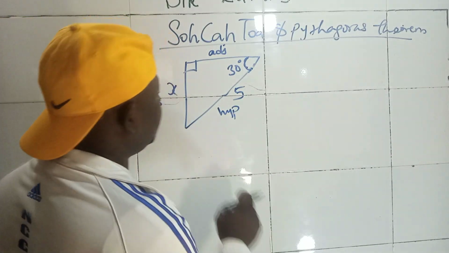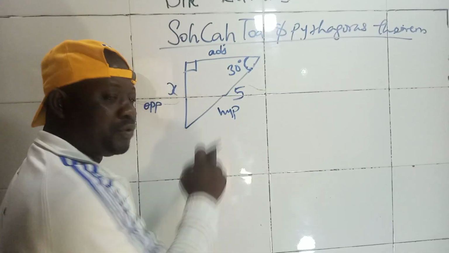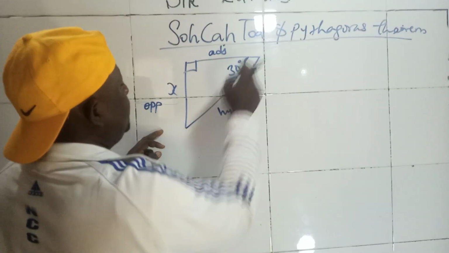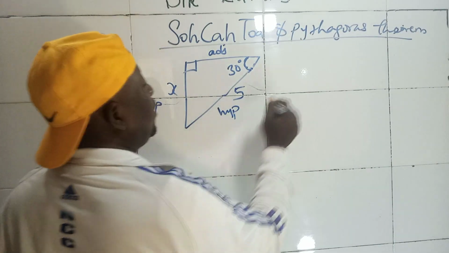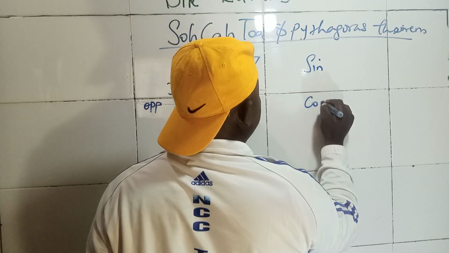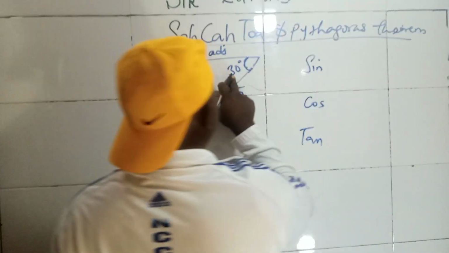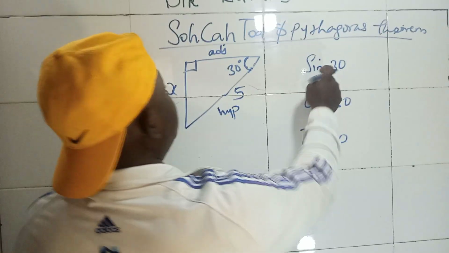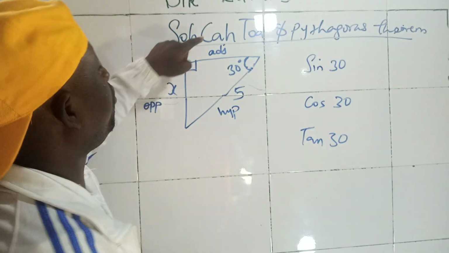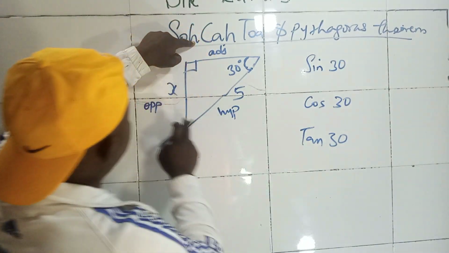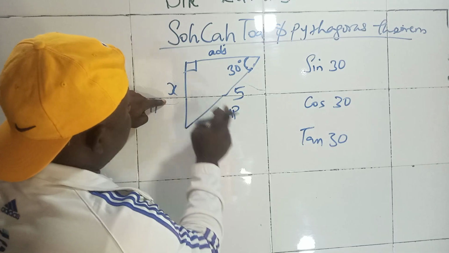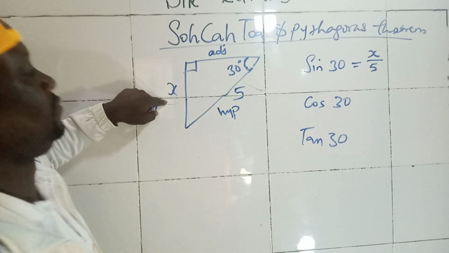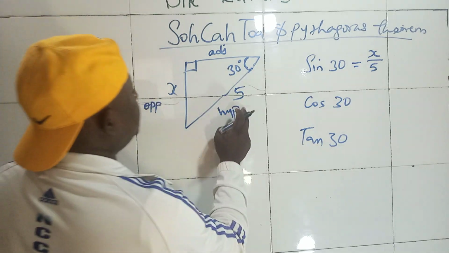So what relationship is now connecting opposite and hypotenuse together? You now go to your SohCahToa. Where can I see in SohCahToa that will connect opposite and hypotenuse together? You now write sine, cos, tan. What is the angle? 30 degrees. What is sine theta? Sine theta is opposite all over hypotenuse. What is the opposite? x all over 5. x all over 5.